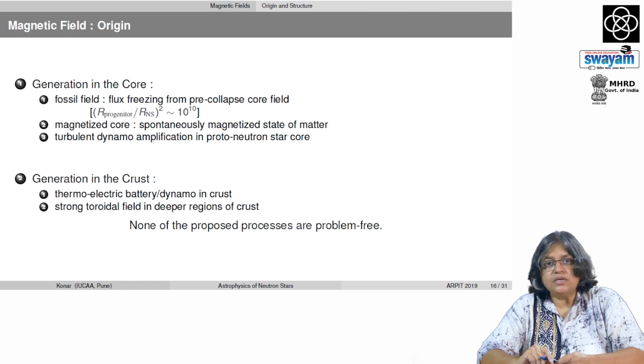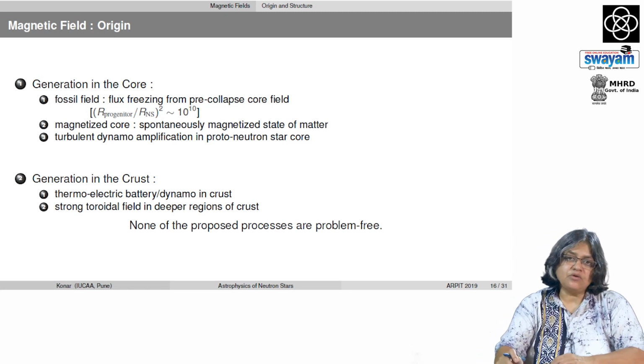Now, one has to remember that all of these propositions have certain problems, and it is not yet clear which of these propositions, or if any of these propositions, is the real reason for generation of the magnetic field that we see.